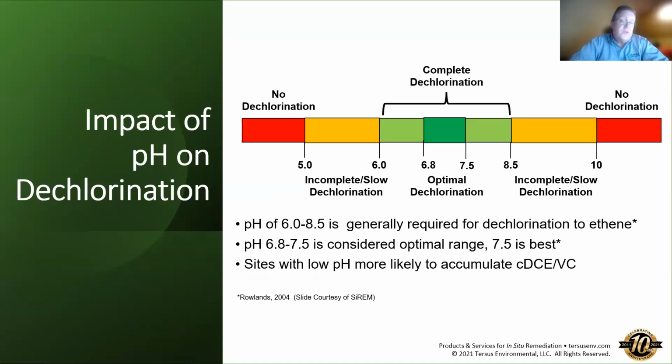The other issue is that pH also plays a big impact on dechlorination. This is a slide courtesy of SiREM. But really, for reductive dechlorination, we want to be between a pH of 6 and 8.5, with a slightly alkaline pH of 7.5 being optimal.